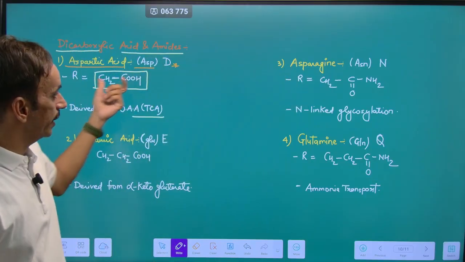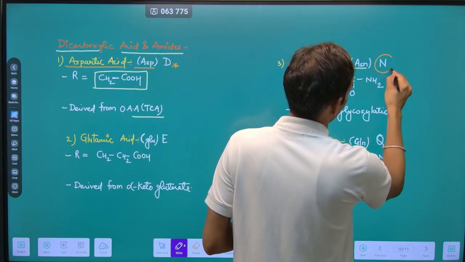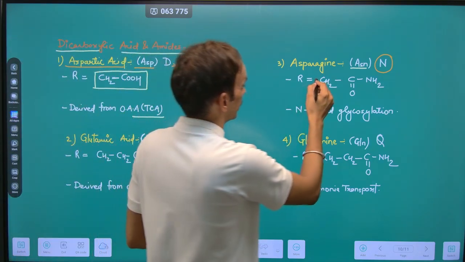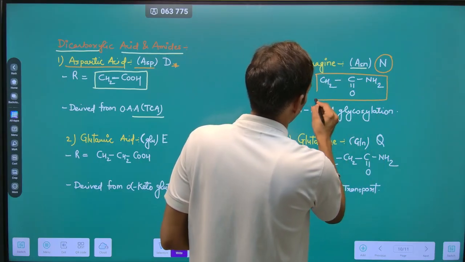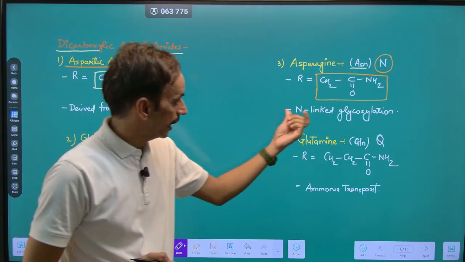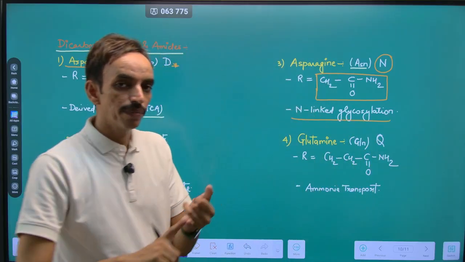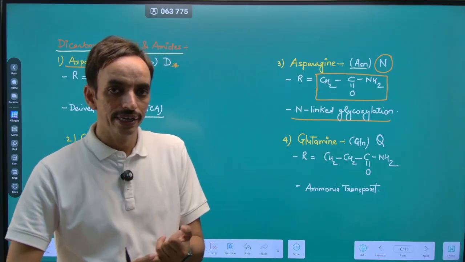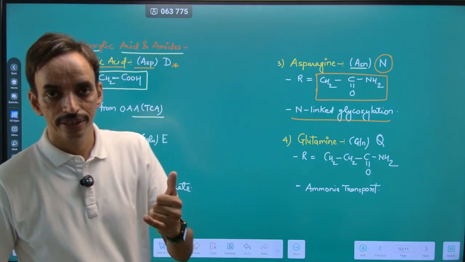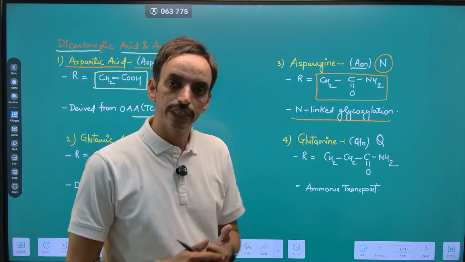The amide of aspartic acid is asparagine, abbreviated as ASN and denoted by the alphabet N. The R chain contains this group, so we can say it is an amide. It is the site for N-linked glycosylation. As we already stated, there are two types of glycosylation, O-linked glycosylation and N-linked glycosylation. We discussed that the site for O-linked glycosylation is serine, while the site for N-linked glycosylation is asparagine.